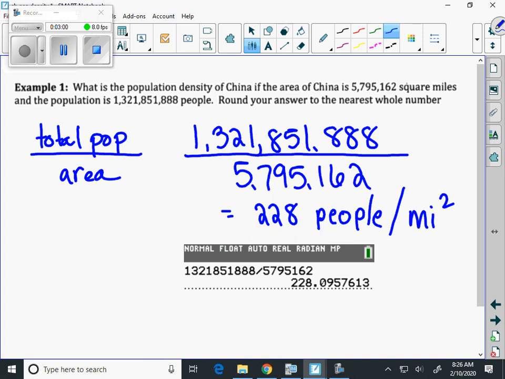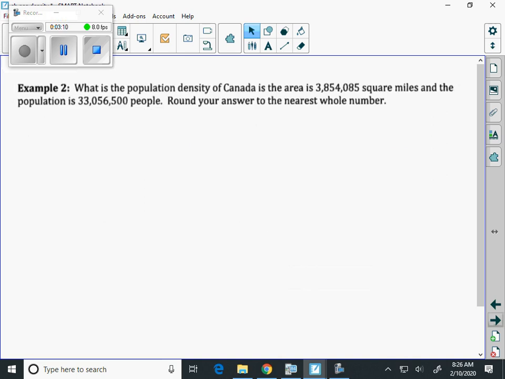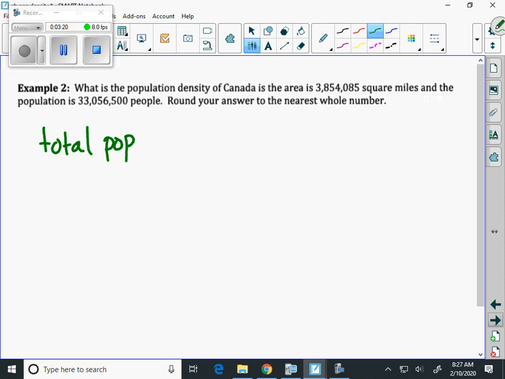Again, conceivably the hardest part is either copying down the numbers correctly or typing them into Desmos or your calculator correctly. Again, it's going to be the total population divided by the area. So do something so that you don't have to memorize it. Come up with some technique. Total population divided by area.